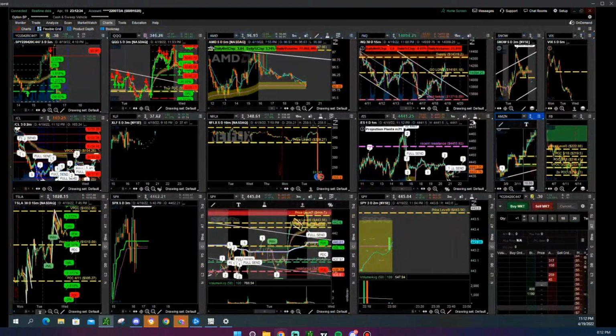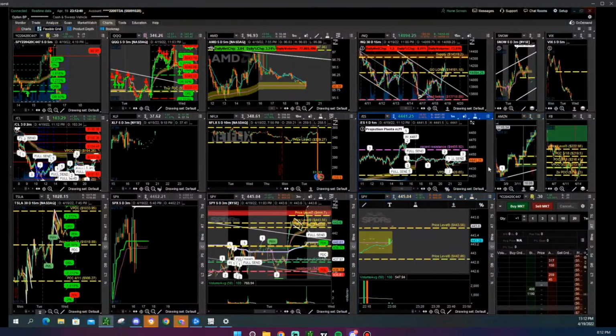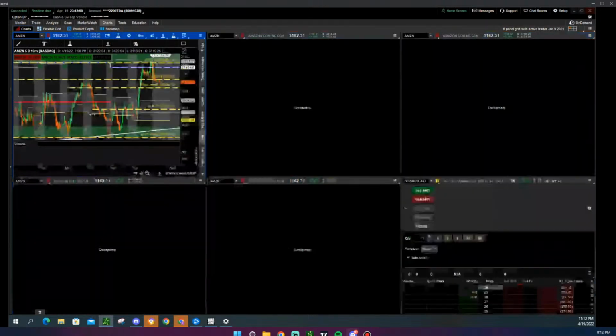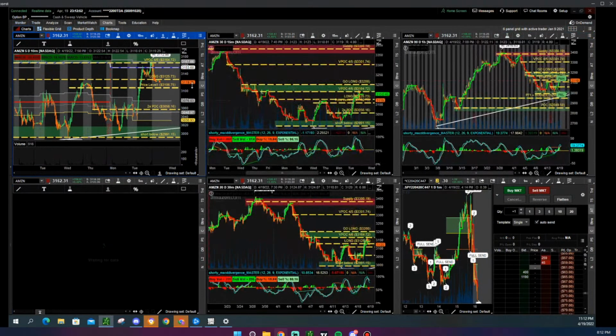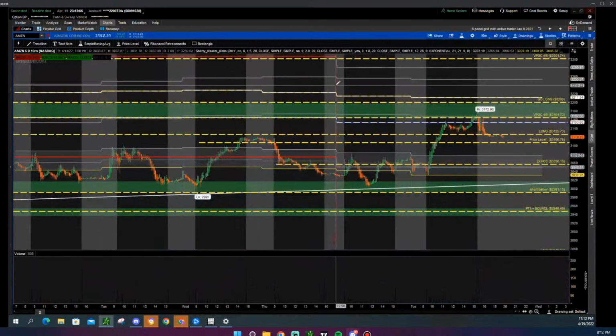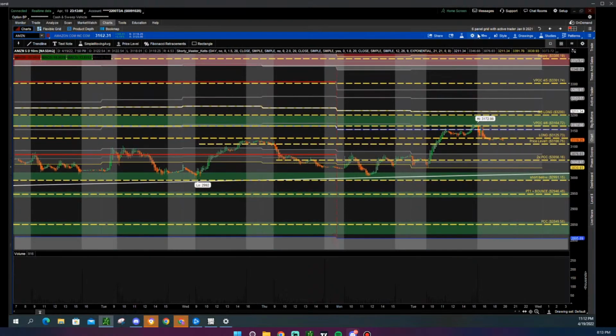Where's my other chart? I forgot where I put it now. Let's do this real quick. Just want to scan Amazon. Oh, it's right here.